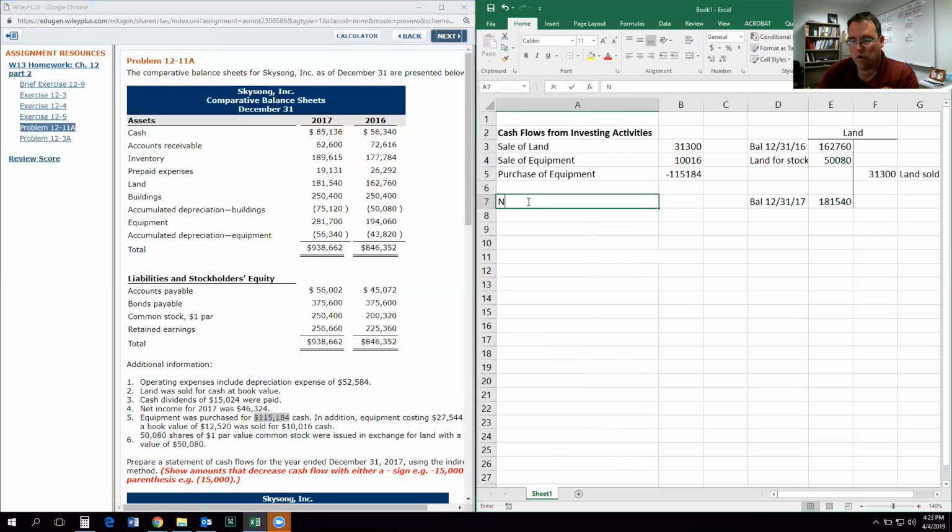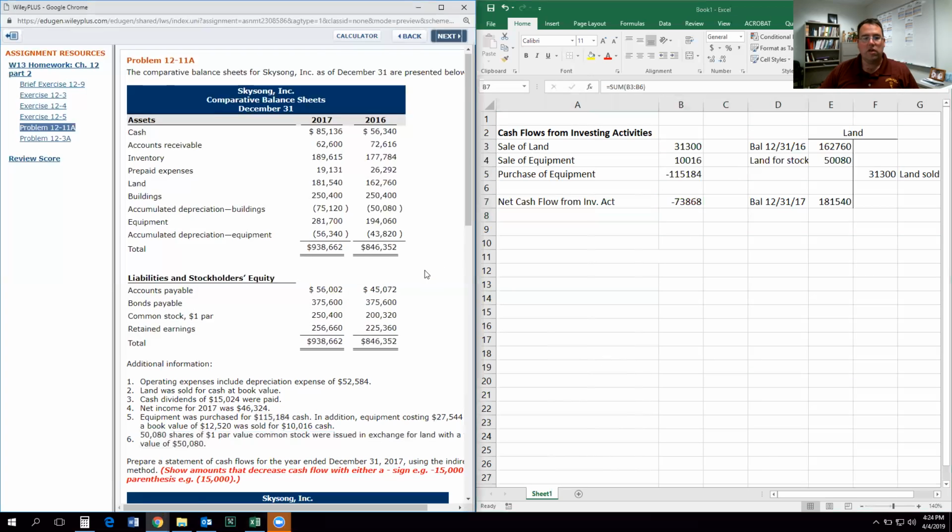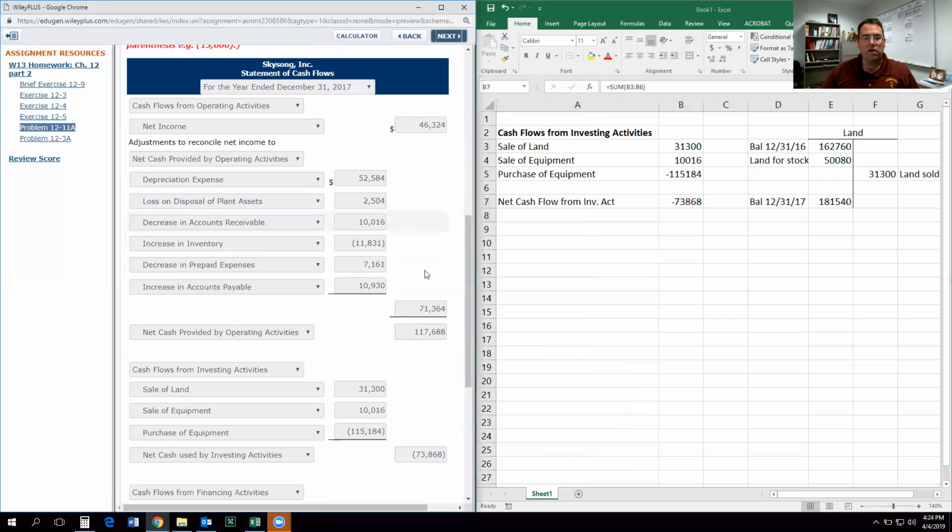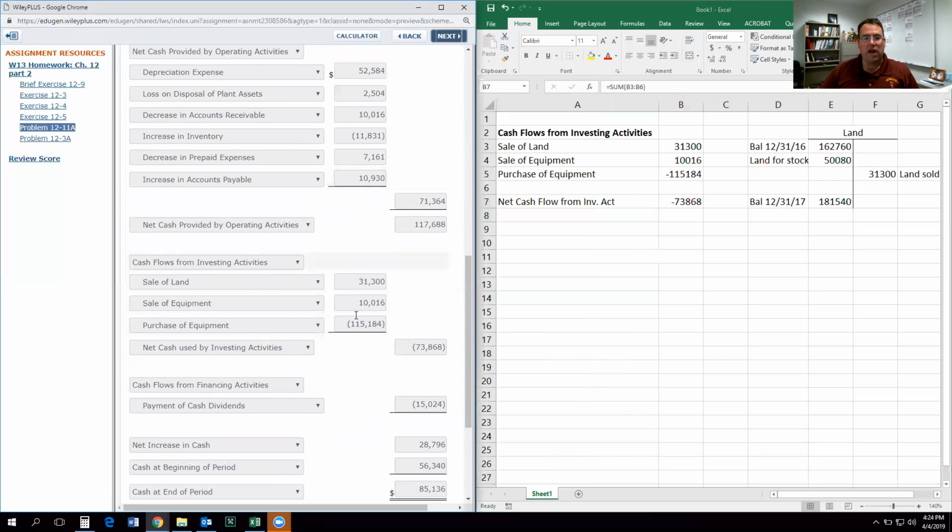So our net cash flow from investing activities is going to be the sum of all of those cash flows. So in this case, our cash went down by $73,868 as a result of our investing activities.